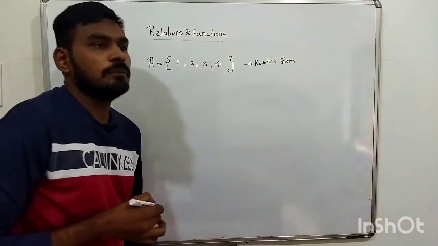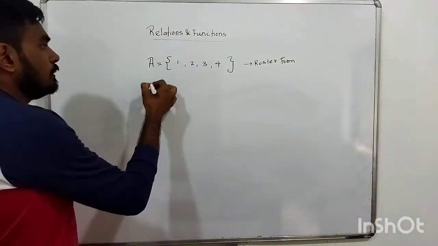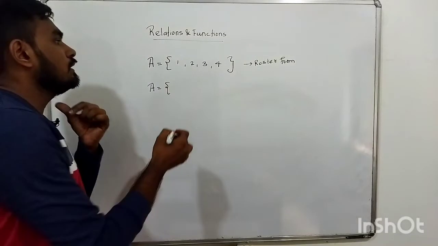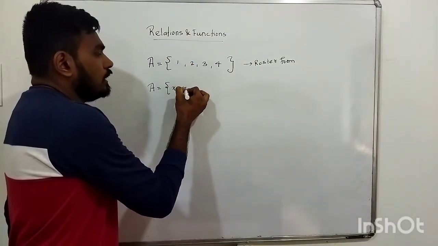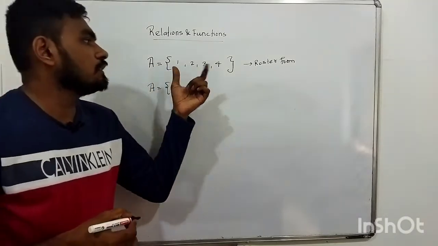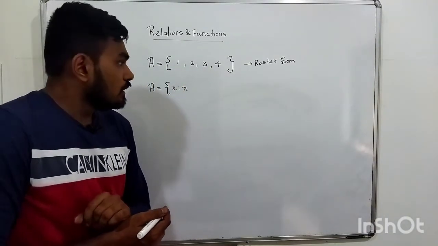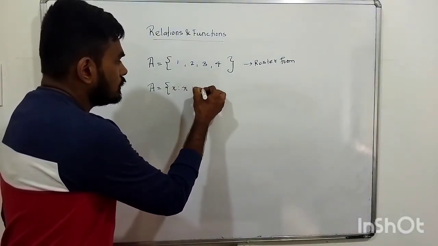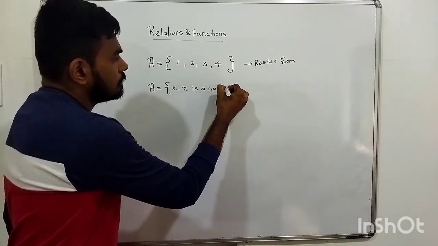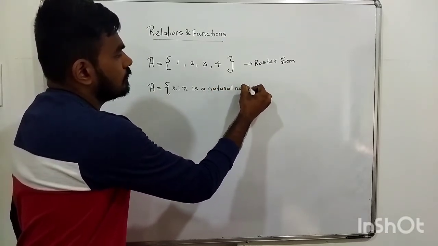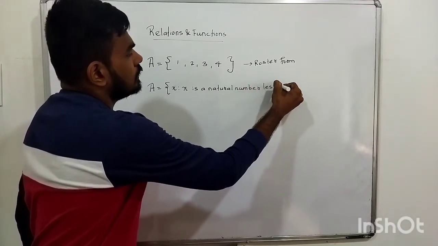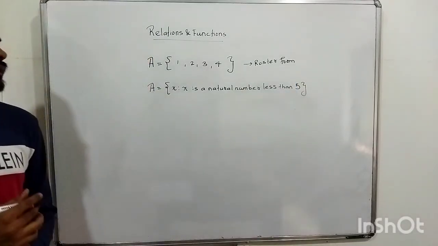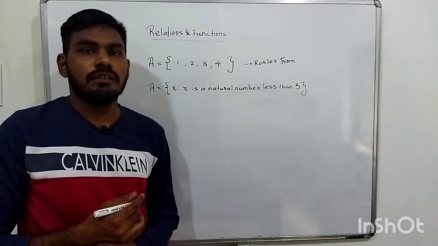Next, one more form of writing a set that you have learned is set builder form. Okay. So how do we write this in that form? We just write x such that x, and here we write the property of whatever set is there. So here the set is the set of all natural numbers less than 5. So we can write x such that x is a natural number less than 5. Okay. x is a natural number less than 5.